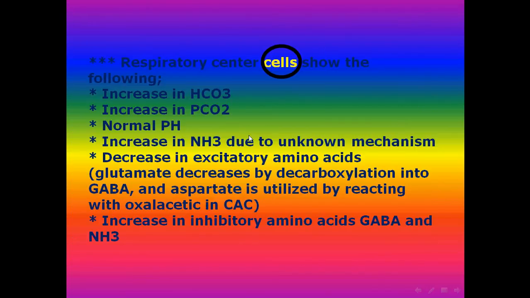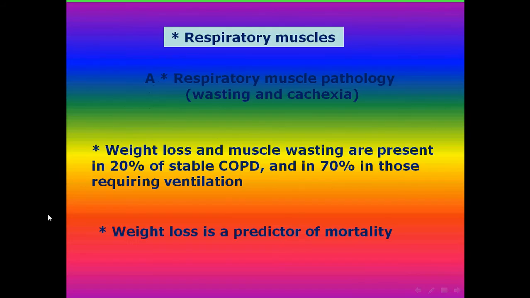Why? The respiratory center cells show the following: an increase in bicarbonate, an increase in carbon dioxide, normal pH, an increase in ammonia, a decrease in the tetraamino acids, and at the same time an increase in GABA, or inhibitory amino acids. This increase in the inhibitory amino acids like GABA and ammonia may be responsible for the decreased activity of the respiratory center and the resetting of the system to adapt to this high partial pressure of carbon dioxide.